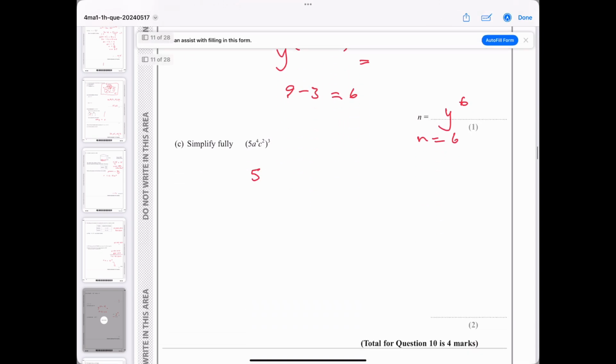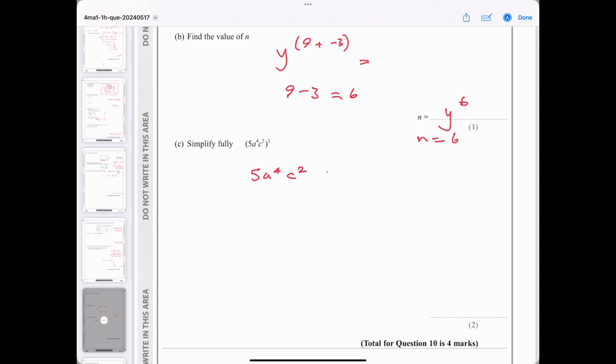And this is simplified fully. So it's just 5a to the 4, c squared, times 5a to the 4, c squared, times 5a to the 4, c squared, because I know you will remember to do a to the 12, c to the 6, so times those out. But a lot of people forget to do 5 times 5 times 5, which is 125. You could also notice it's 5 cubed, but that's what you need to do as well.